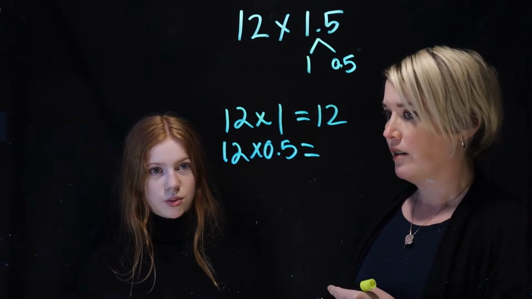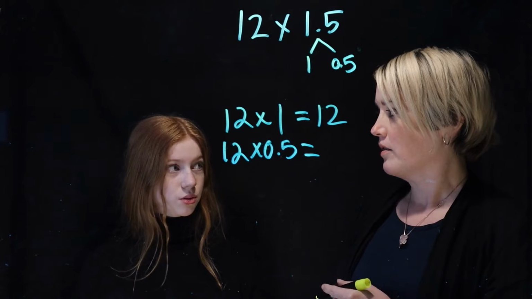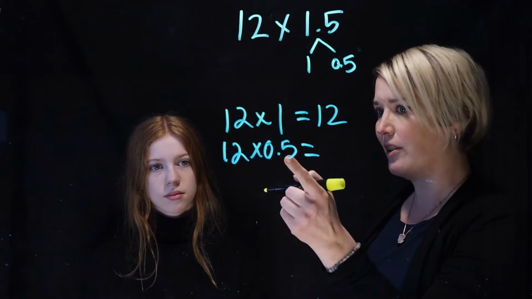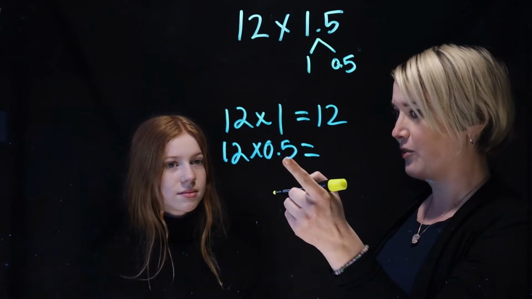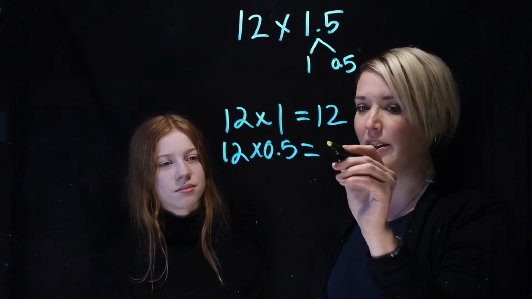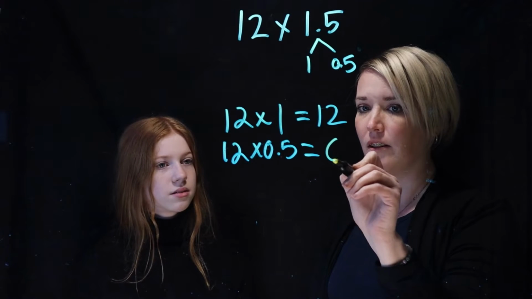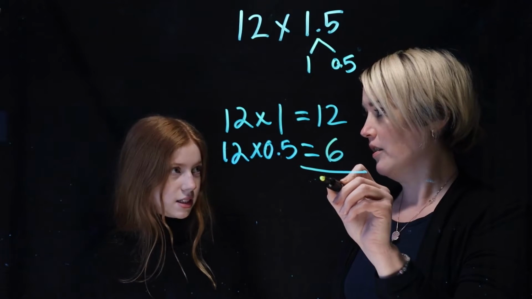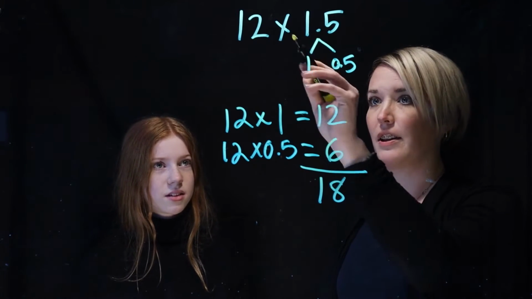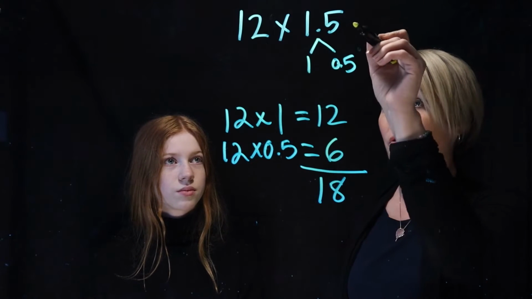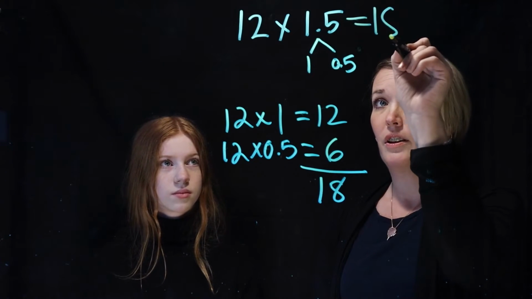Well, you can also do 12 divided by 2. Yeah, so it's like half, right? Yes. So half of that. Or even, you've been doing lots of percents, 50% of 12, right? So half of 12 is what? 6. Okay, and then we have 12 plus 6, which is 18. Perfect. And then we just have to finish this off. So 12 times 1.5 equals 18.